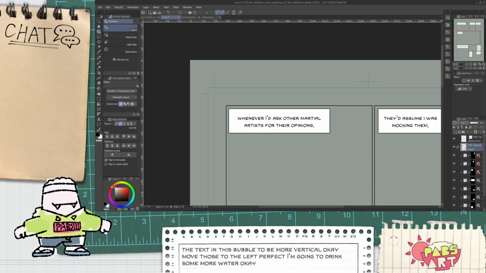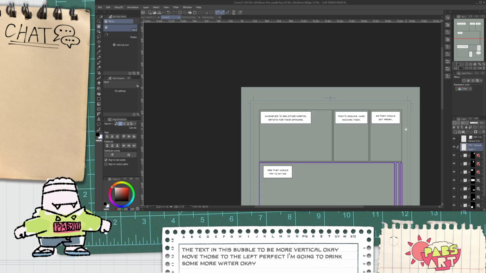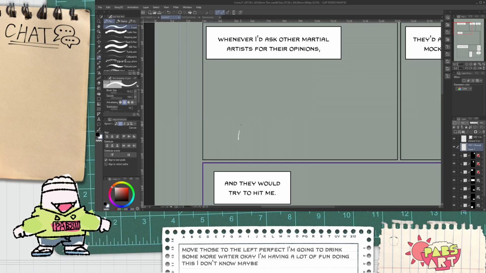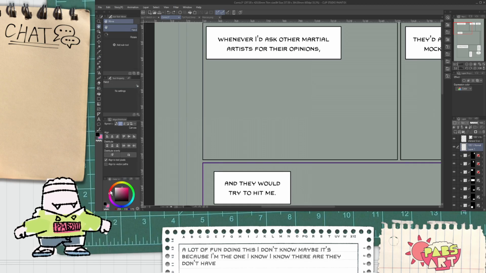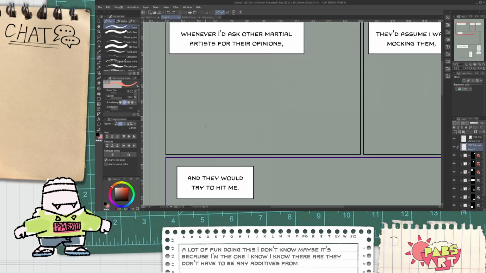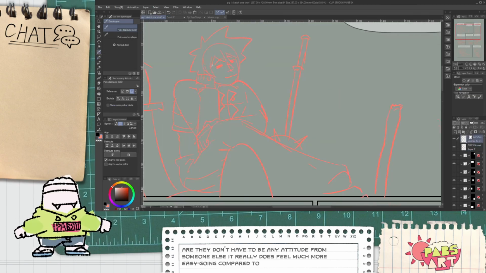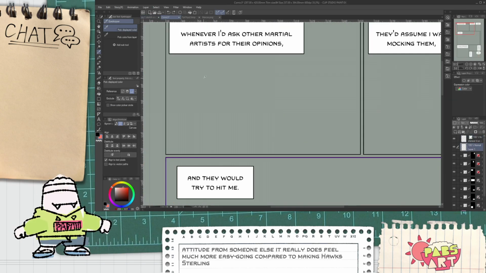Okay. I'm having a lot of fun doing this. I don't know. Maybe it's because I'm the one. I know there don't have to be any edits from someone else. It really does feel much more easygoing compared to making Hawk Sterling.